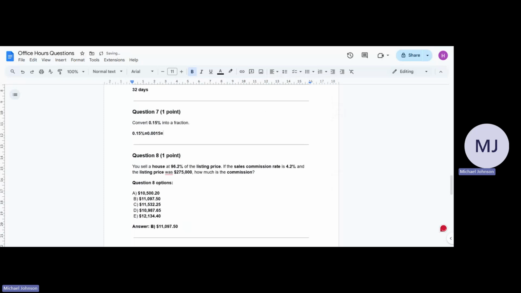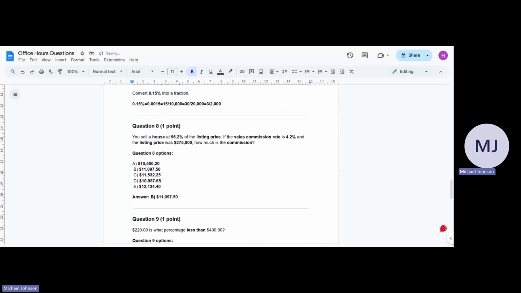So 0.0015, that's the same as 15 divided by 10,000. So we can do that to start. So that would be a potential fraction we could use here. We do 15 divided by 10,000, and then we can maybe change it to 30 divided by 20,000. So we can multiply top and bottom by 2, and we get 30 divided by 20,000. Then we can take away one of the zeros, so it'd be 3 divided by 2,000. So that could be the fraction there. There are many fractions you could do, but that could be one option.